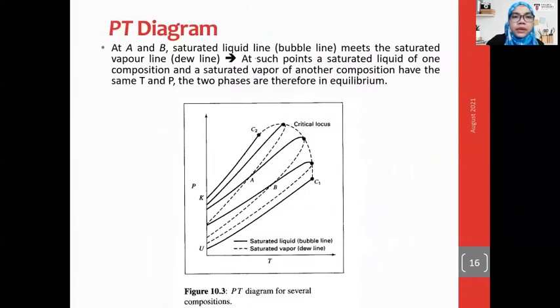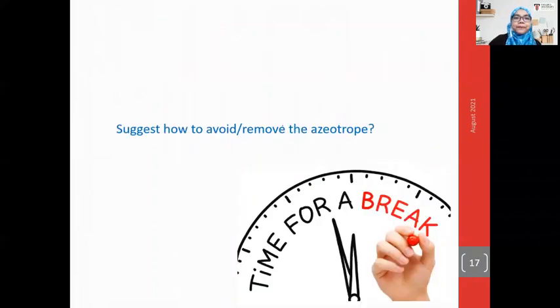For the PT diagram, at A and B we have saturated liquid and saturated vapor. At such a point, a saturated liquid of one composition and a saturated vapor of another composition have the same temperature and pressure. The two phases are therefore said to be in equilibrium.